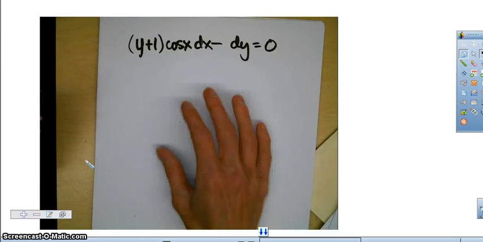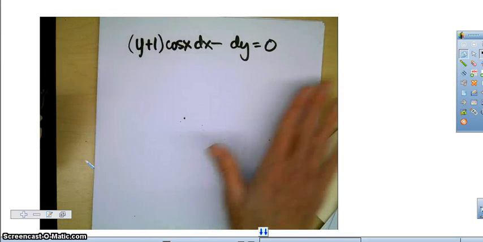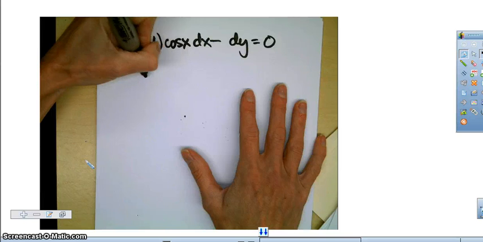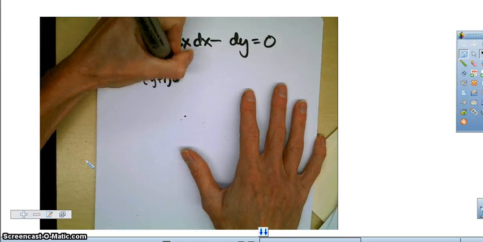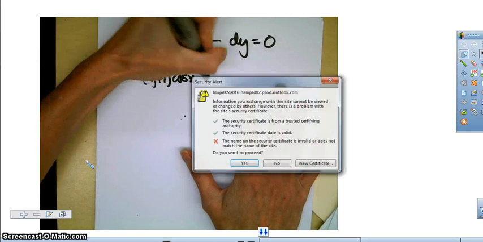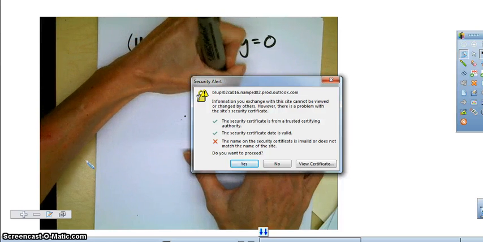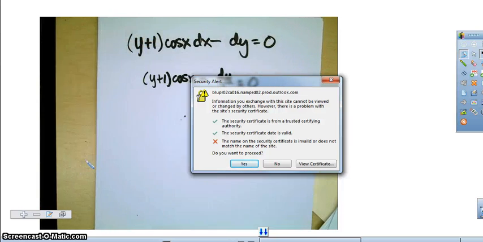Divide everything by dx, right? Full equation, divide everything by dx. So then I'll have y plus 1 cosine of x minus dy over dx equals 0. Okay? Now what?